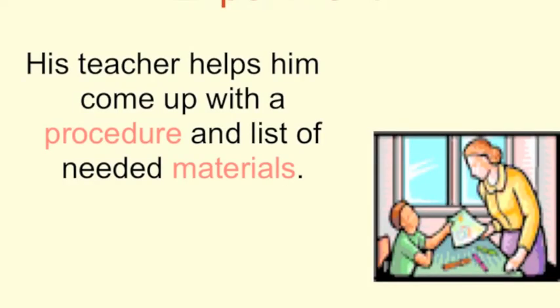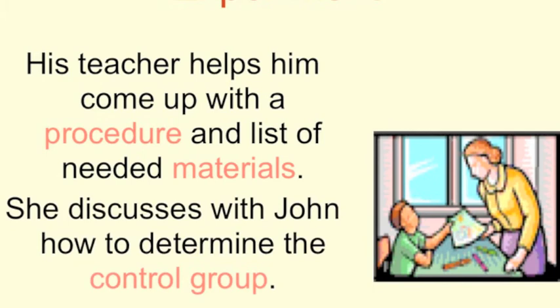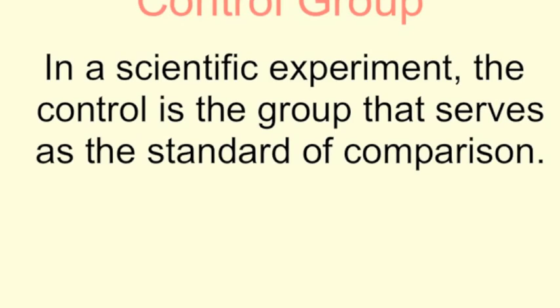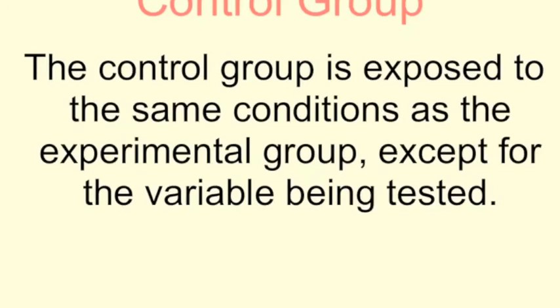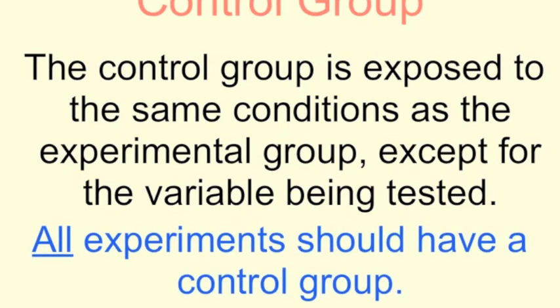All right, his teacher helps him come up with a procedure and a list of materials needed. She also discusses with him the control group. A control group is the group that serves as the standard for comparison. It may be a group that gets no treatment, or it may be a particular group that the experimenter selects. The control group is exposed to the same conditions as the experimental group, except for the variable being tested. So all experiments should have a control group. Otherwise, it leads to poor or questionable results.